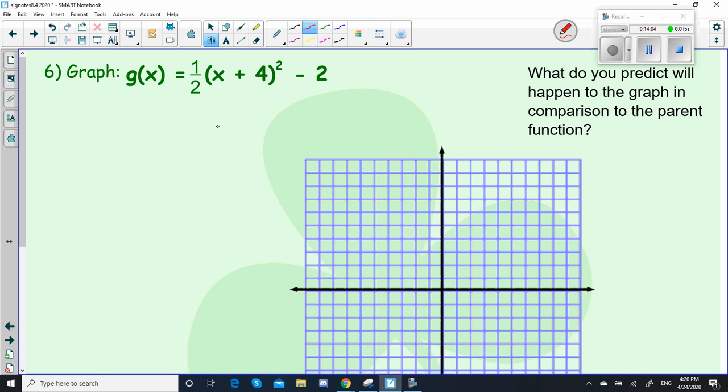All right, so go ahead and push play, or excuse me, press pause and tell me what you know about it by just looking at it. Come up with the vertex and the axis of symmetry, make the table and graph it.